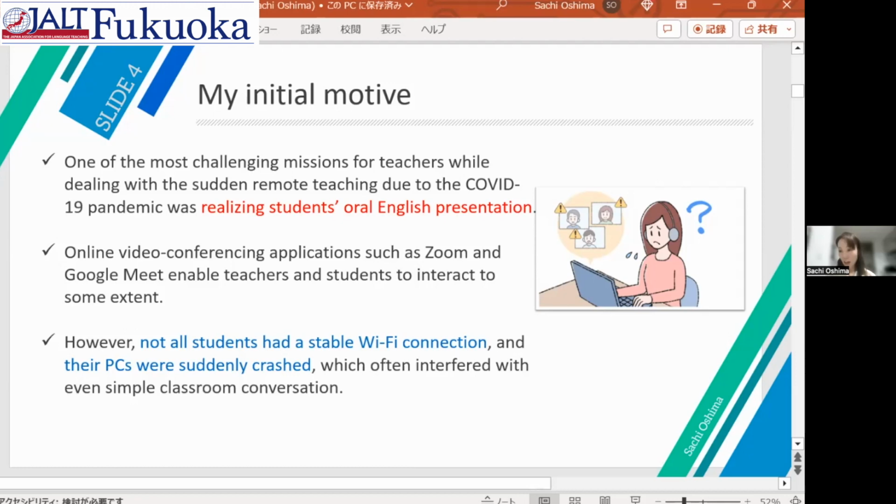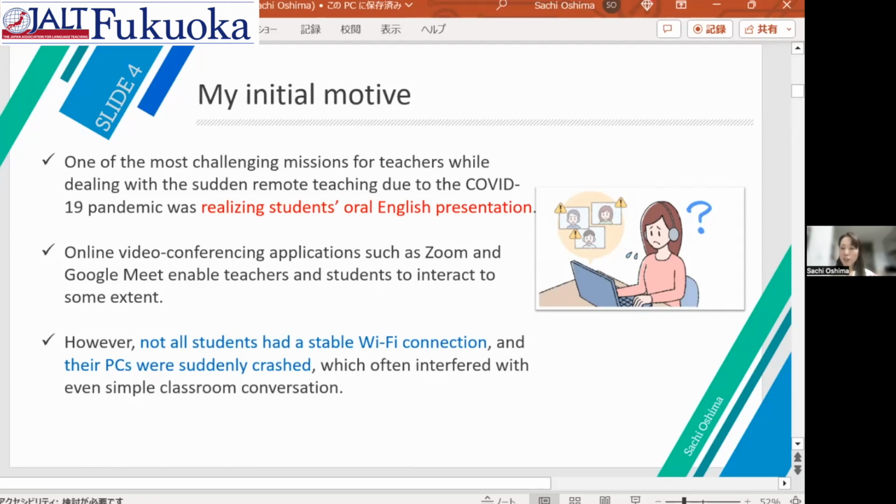But at that time, especially at the beginning of the COVID-19 pandemic, it was a kind of hazardous situation. Online video conference applications such as Zoom or Google Meet enabled teachers and students to interact to some extent. However, not all students had a stable Wi-Fi connection, and their PCs suddenly crashed at times, which often interfered with even simple classroom conversation.